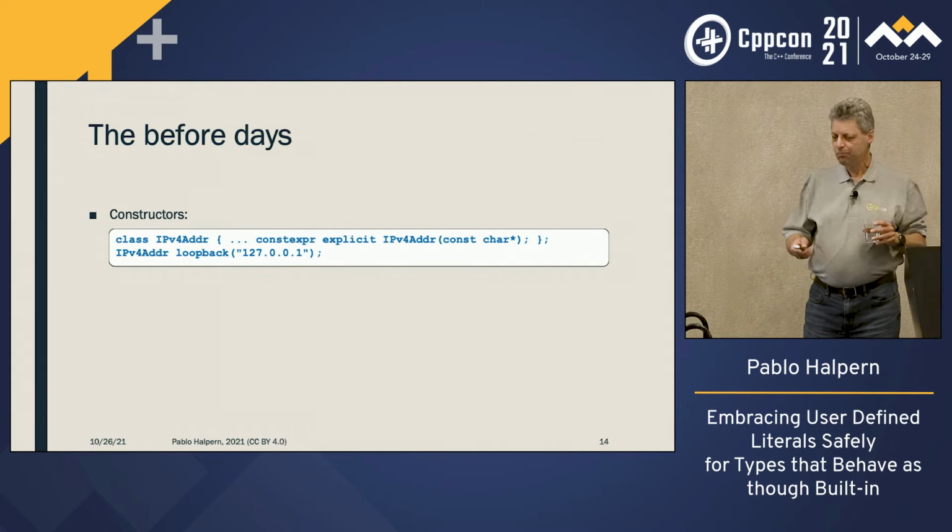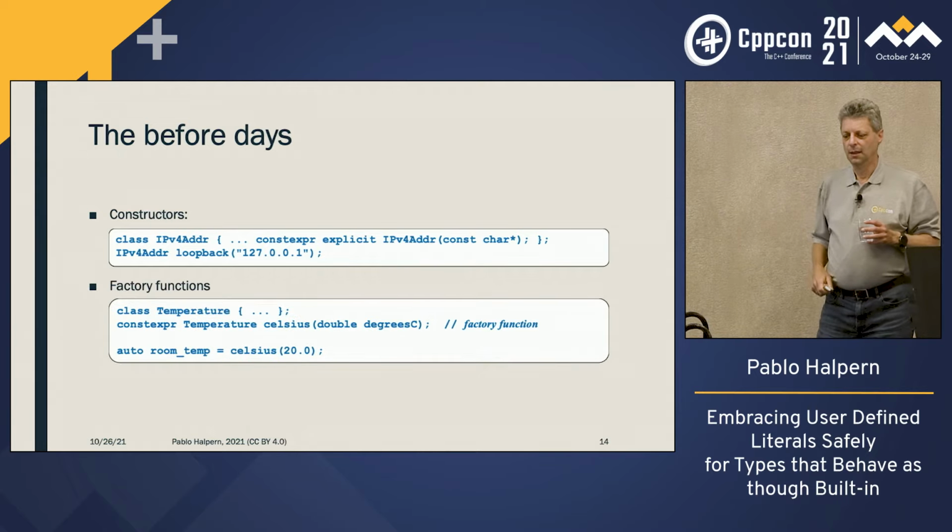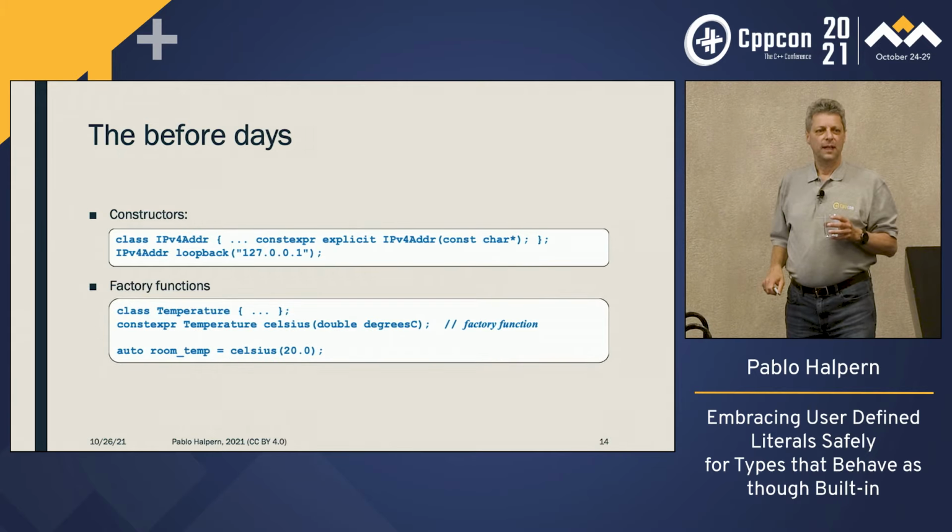So if I had an IPv4 address type, and I was creating, in my program, I needed to name one of these things, I would say, okay, loopback here, and I pass in the string that it uses to construct the IPv4 address, and you've got yourself something that looks a lot like a literal, but it doesn't use the same syntax. Also, you could always use factory functions.